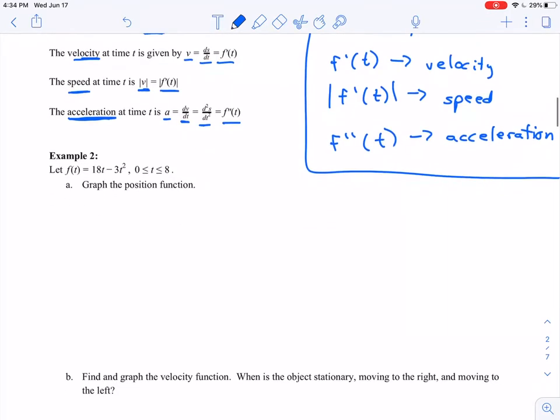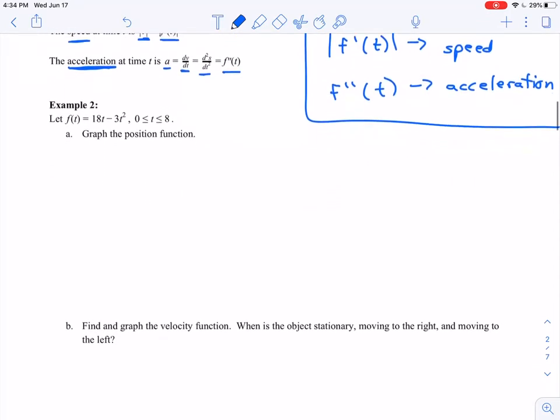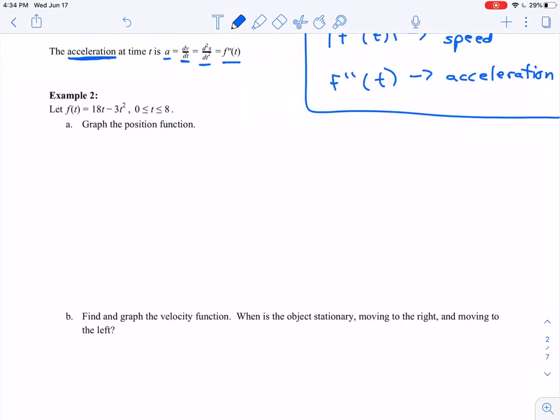So let's look at an example. Here I have f of t equals 18t minus 3t squared, from 0 less than or equal to t less than or equal to 8. This is just describing the domain of your function. So it's not going to be all that important. Really, it kind of gives us a window to look at. I'm only looking at t values between 0 and 8.